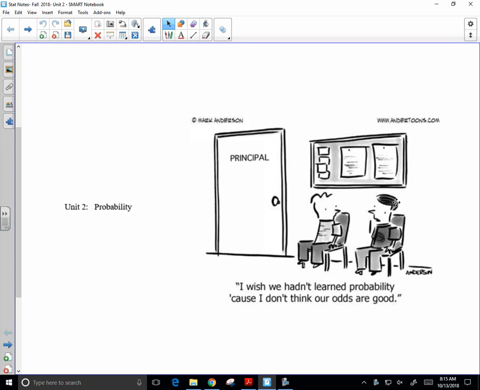The thing is, if you don't know what the procedures are, then you're kind of in a jam, right? So, I found this cartoon online. I'm not sure if I was legally allowed to take it, but I did anyway. But it's got a citation of who it's produced by, so I think it's good. There's some guy named Mark Anderson who did a wonderful job. I wish we hadn't learned probability, because I don't think our odds are good.